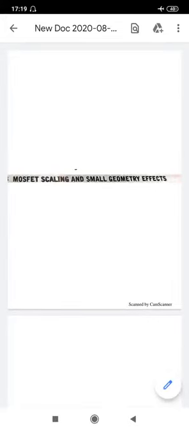Hello students, today I am delivering the lecture about MOSFET scaling and small geometry effects. So basically, MOSFET stands for metal oxide semiconductor field effect transistor.